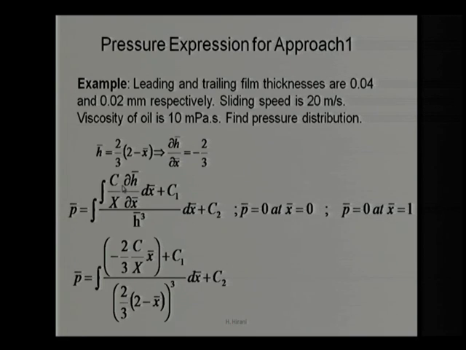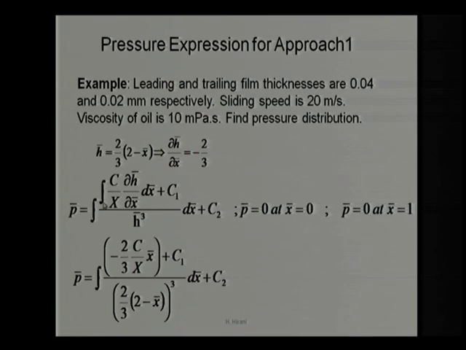First thing, we substitute the value of the gradient of h with respect to x, that is minus 2 by 3, which is coming here as 2 minus 2 by 3, and c by x we are maintaining as it is. As this is constant, we can integrate easily, as there is no pressure term and no x bar term coming in this whole expression. So, it will be a simple integration with respect to x bar.